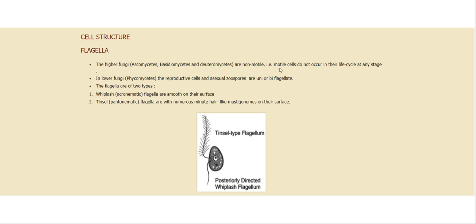So they are non-motile, and motile cells do not occur in their life cycle at any stage. So all these consist of non-motile forms. In lower fungi, that is phycomycetes, the reproductive cells and asexual zoospores are uni or biflagellate. That means the presence of flagella is there. The flagella are of two types, whiplash and tinsel type. This part is not required, but I can just tell you this is an extra thing. This is not there in your course. Only you have to understand that the cells bear flagella.